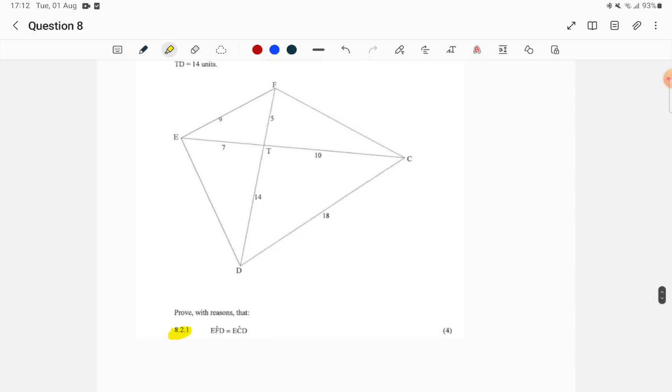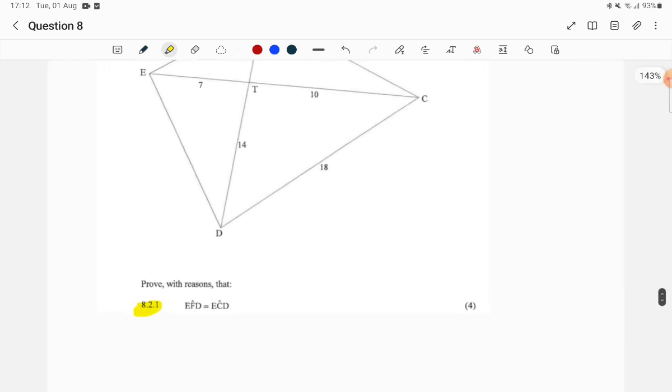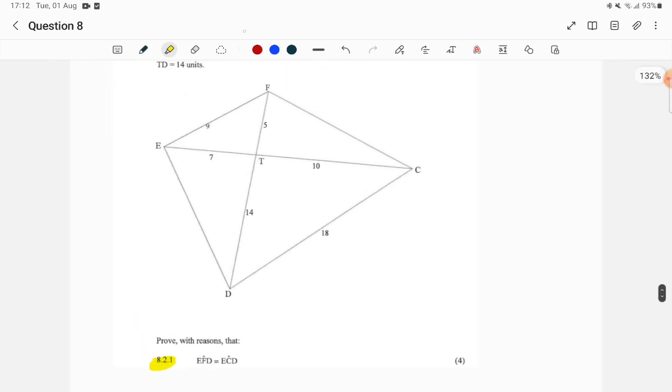So firstly, prove with reasons that angle EFD, so let's actually find where that is. EFD is equal to ECD. So I'm just going to add x here because we need to prove that those angles are equal to each other. So firstly, that already gives us a hint as to which specific triangles we need to prove are similar to each other.